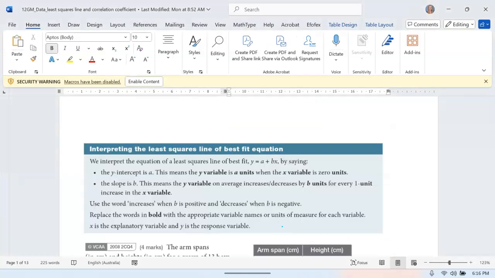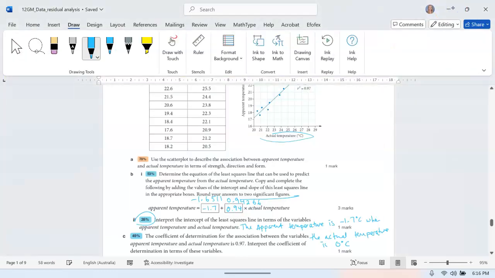All right, so just going back. This means that apparent temperature is negative 1.7 when the actual temperature is 0 degrees Celsius. All right, easy, 28%. I'm thinking students may have got the things around the wrong way because that is very, very low.